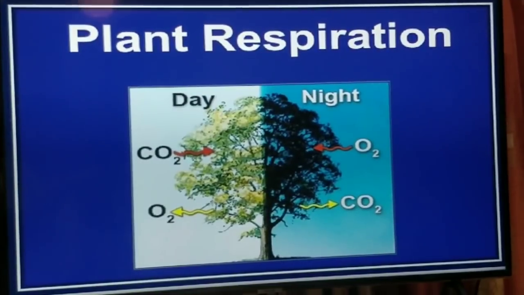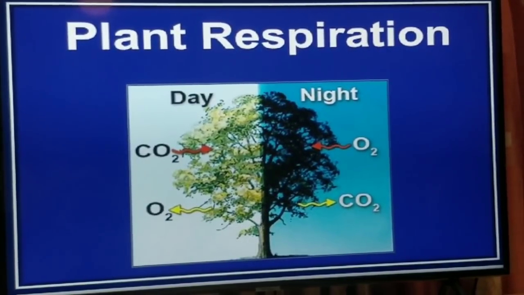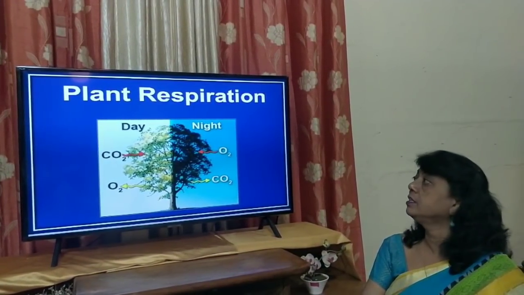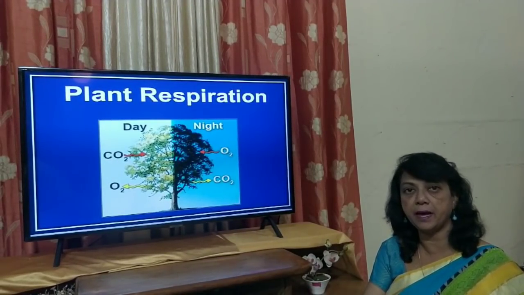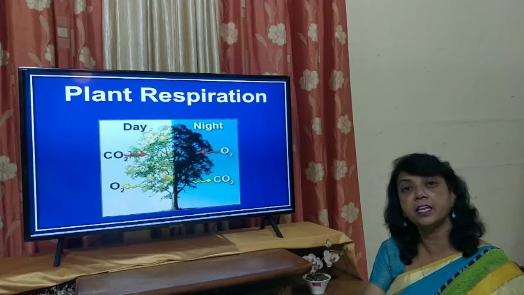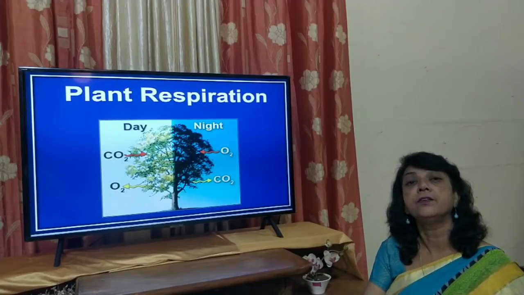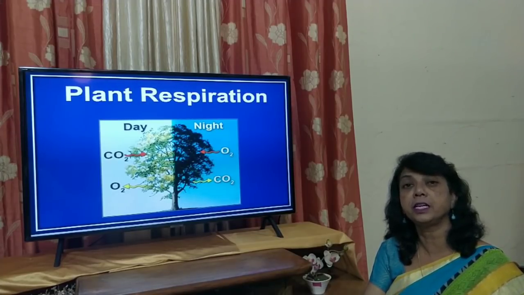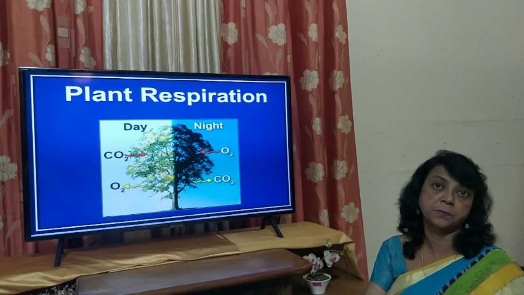The picture displayed here shows respiration in a plant during the day as well as during the night. You can see that during daytime, carbon dioxide is taken in by the plant. This carbon dioxide is taken for photosynthesis, and oxygen gas is released.